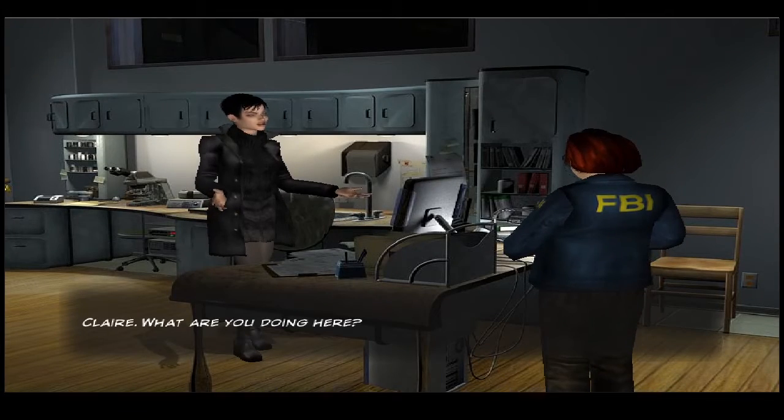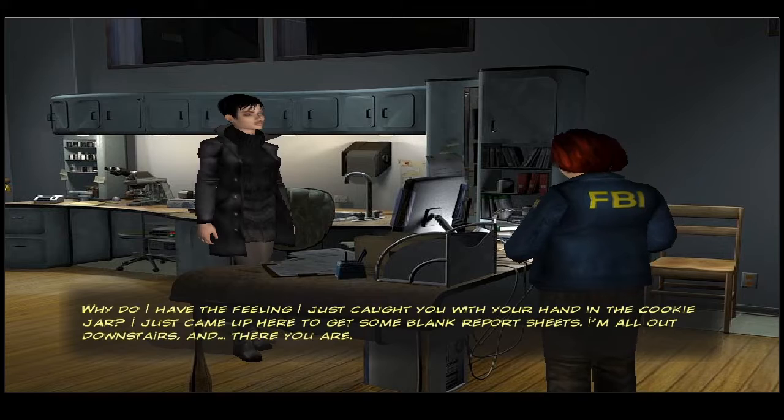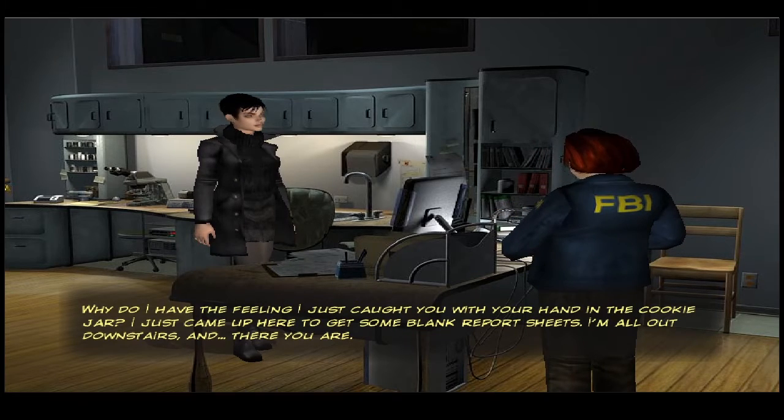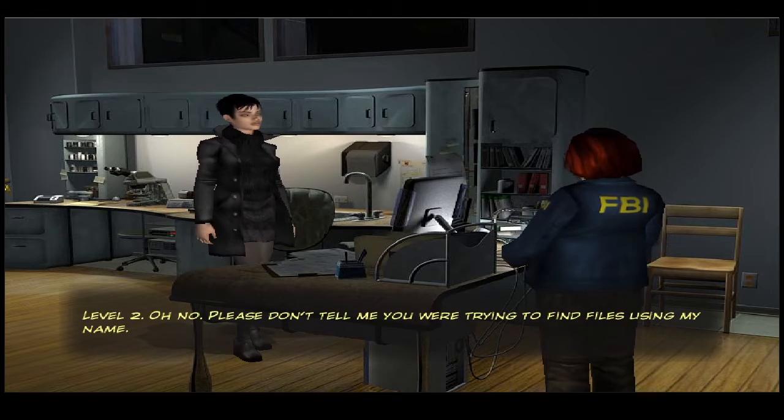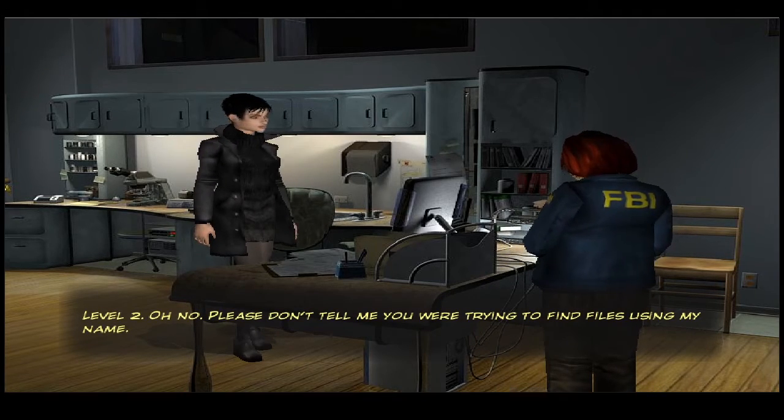Claire? What are you doing here? Why do I have the feeling I just caught you with your hand in the cookie jar? I just came up here to get some blank report sheets. I'm all out downstairs, and there you are. Claire, what's your level of clearance? Level 2. Oh no. Please don't tell me you were trying to find files using my name.